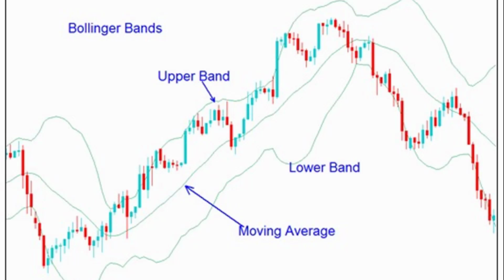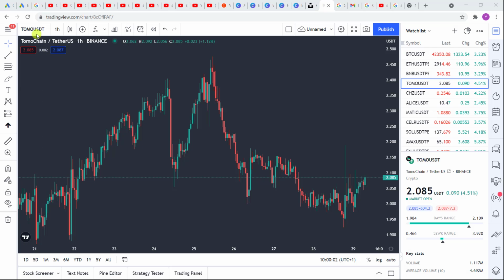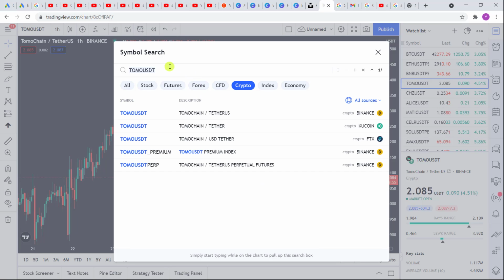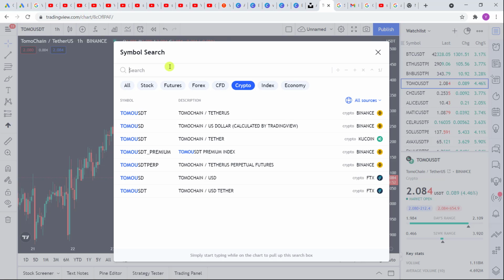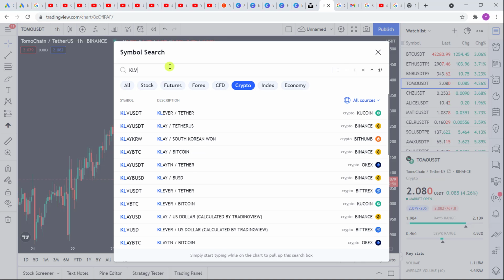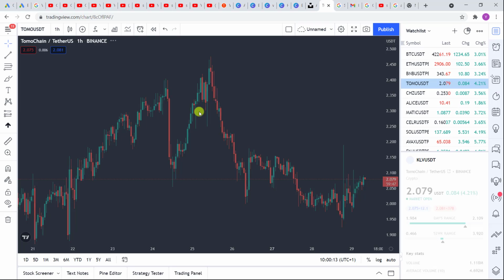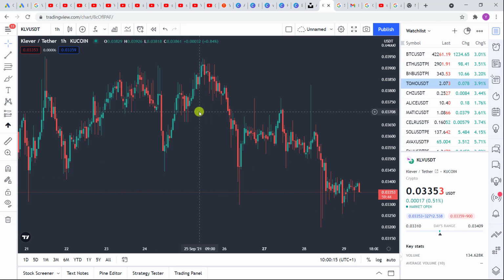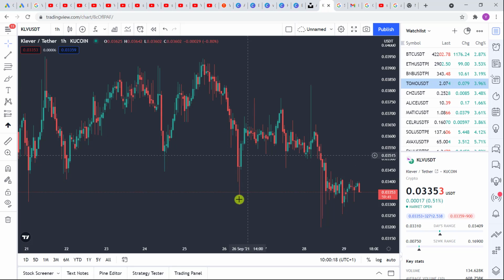So before you take a long position or a short position on your Bollinger Band, you have to have another form of confirmation from your candlestick pattern to actually tell you that, okay, now you can go long or you can go short. So let's first look at how to set up our Bollinger Band in TradingView. So let's go to TradingView. Here we are. Let's search for a particular coin. Let's just say KLV. It's on KuCoin. So we have KLV now.